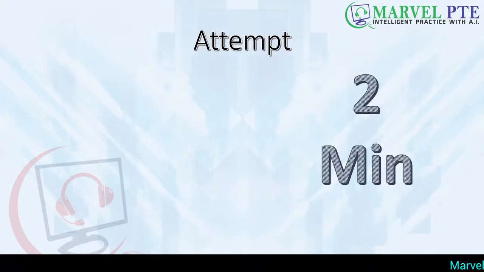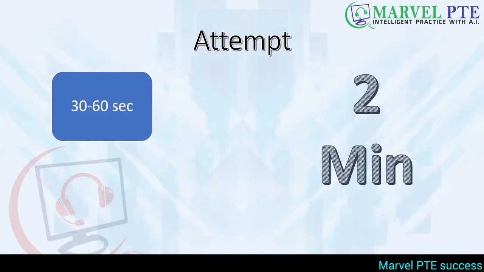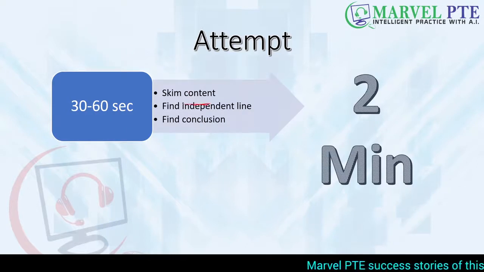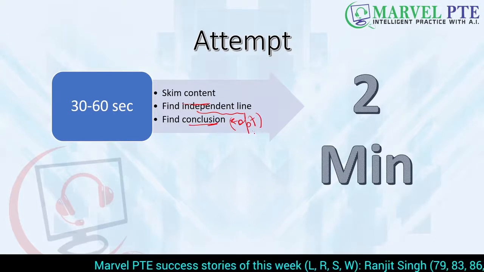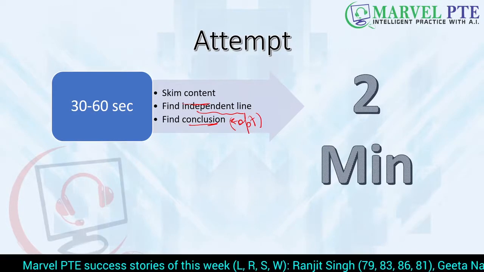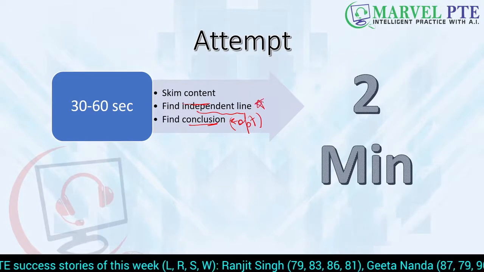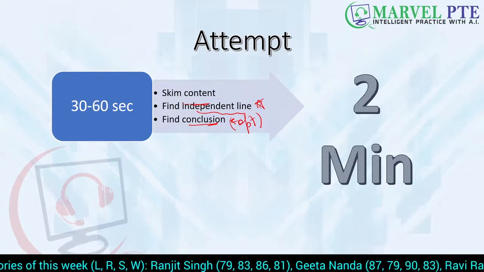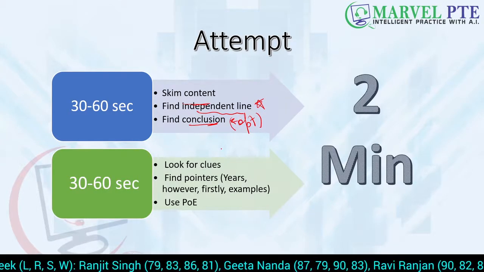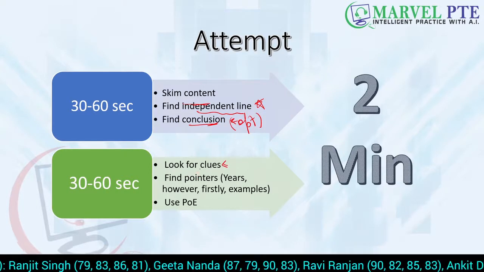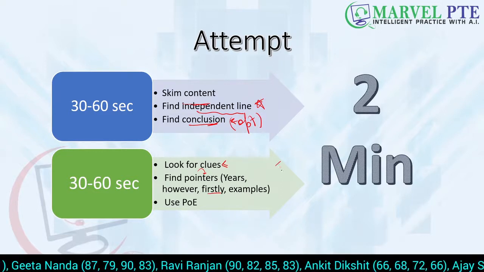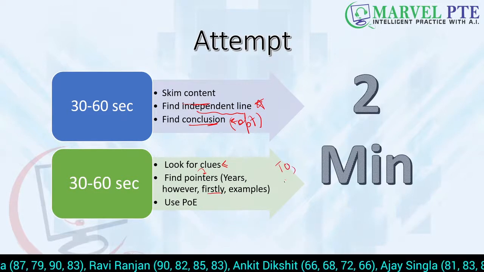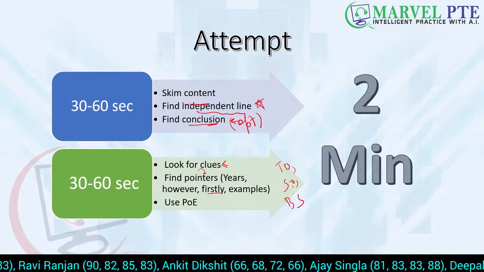Now you have 2 minutes to solve a reorder paragraphs. In first 30 to 60 seconds you have to skim the content. आपको एक independent line find out करनी है and try to find conclusion line. Just remember conclusion line can be optional. कभी कभार आपको मिल सकती है, generally नहीं मिलती है. But independent line आपको first 1 minute or 30 seconds में find out करनी है. And then in next 30 to 60 seconds you can look for clues. आपको pointers के through भी answers मिल सकते हैं. The way we had made pairs based on our strategies, TO strategy, SO strategy, BS strategy, okay?